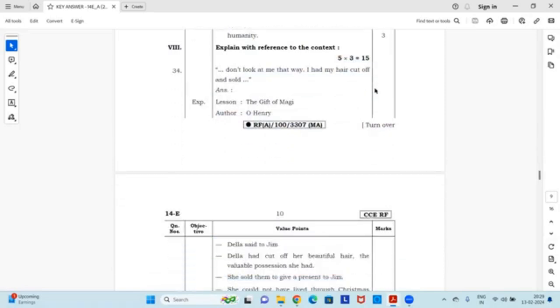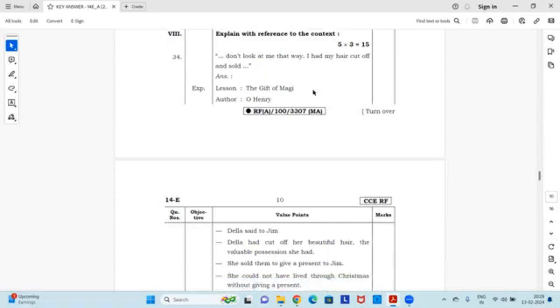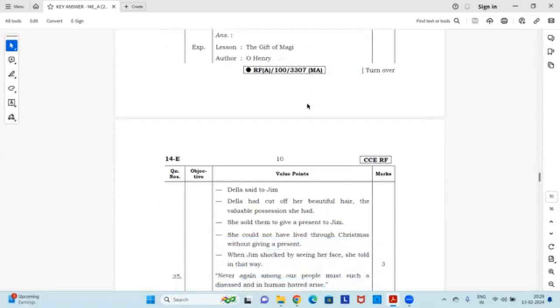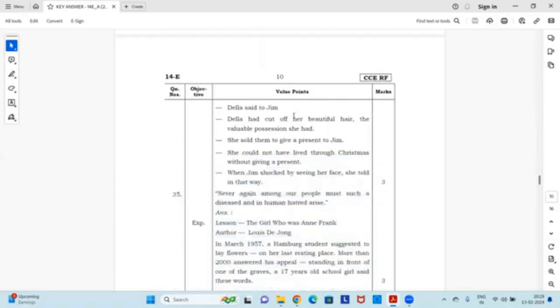Explain the reference to context. Okay, 34th question. Don't look at me that way. I had my hair cut off and sold. So from which lesson is this extract taken? It is from The Gift of the Magi. Author is O. Henry. Now, who said to whom? Della said to Jim. Della had cut off her beautiful hair, the valuable possession she had.